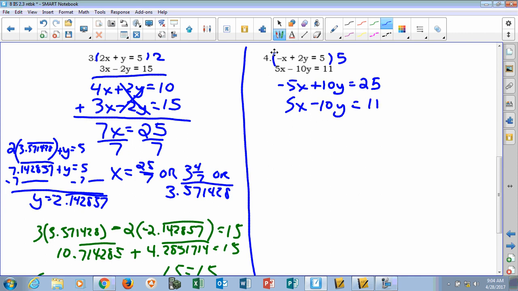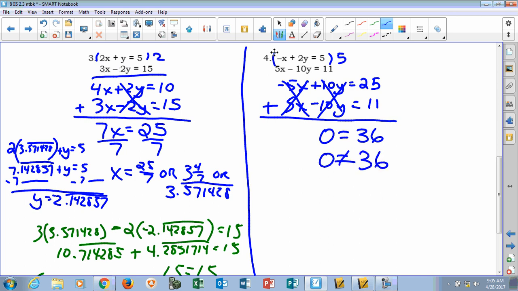So watch what happens here. I got same number, opposite signs for both variables. So when I add, this goes away. This goes away. I'm left with 0 equals 36. Okay? Remember when we did substitution, we had those two special cases where if the left side equaled the right side, that's infinitely many solutions. And if it didn't equal, no solution. Well, 0 does not equal 36, which means there's no solution for this system. It's not an identity. Okay?